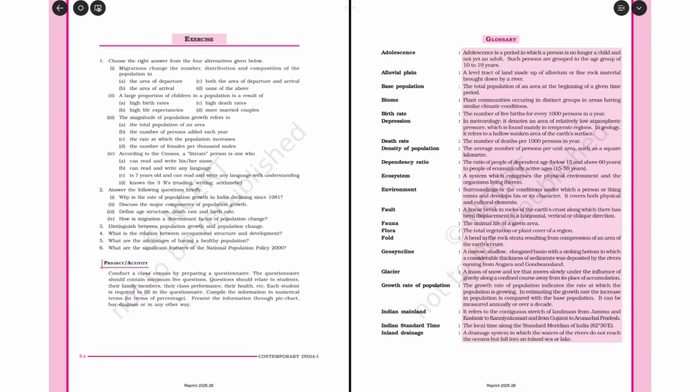Let's tackle these. Section 2. Answer the following questions briefly. I'll read the prompt, and let's dissect the core concepts the authors are fishing for. 1. Why is the rate of population growth in India declining since 1981? This requires recalling the timeline of the processes of change.